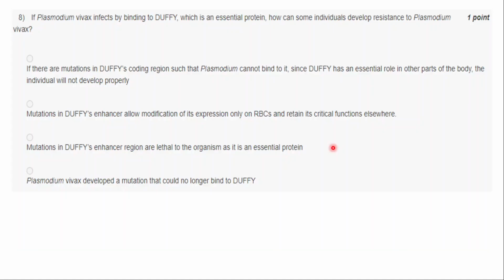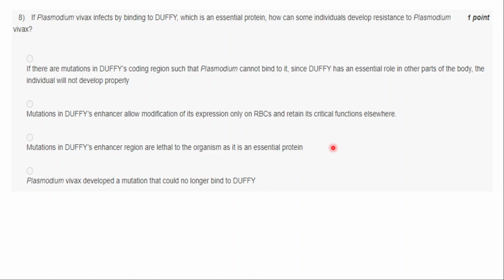Okay, moving on to the next question. If Plasmodium vivax infects by binding to Duffy, which is an essential protein, how can some individuals develop resistance to Plasmodium vivax? This is a question related to malarial infection and the Duffy coat protein. Again, if I hint it, it's an example of enhancer modularity.